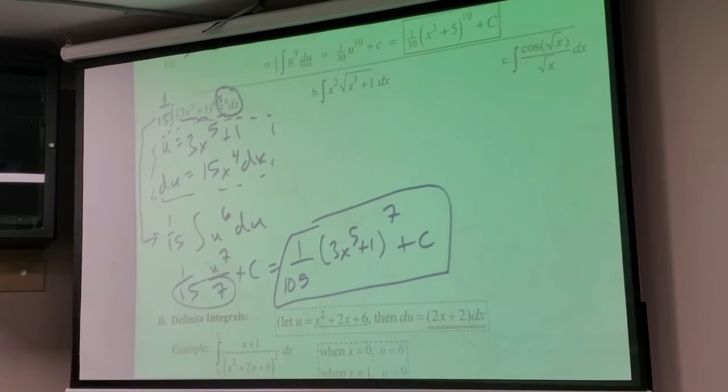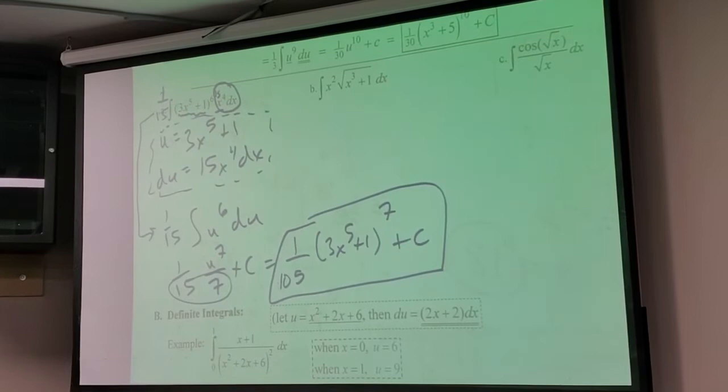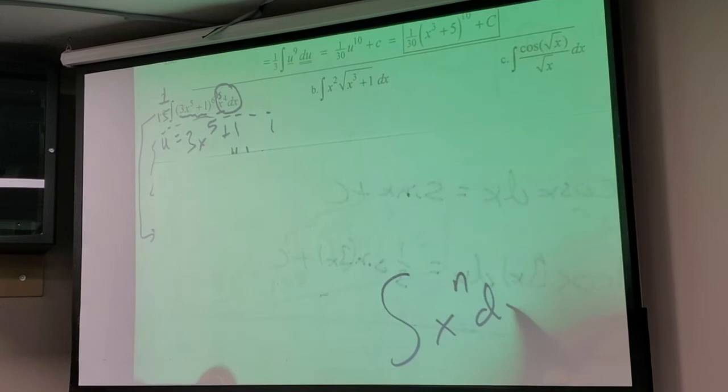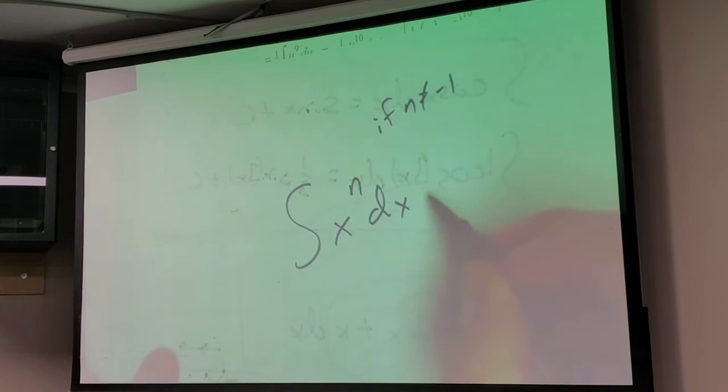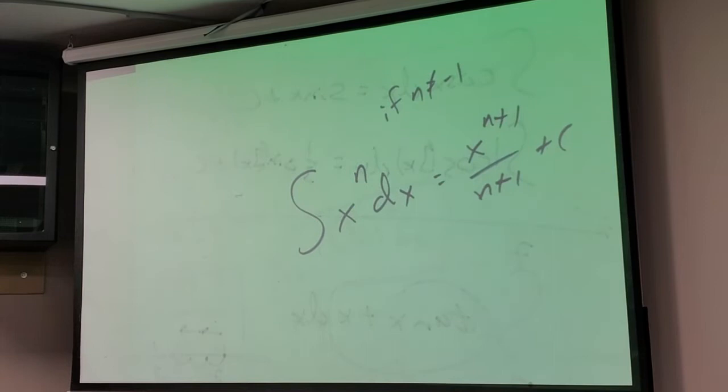How did you get the u to the 7 over 7? That's the one part I'm not getting. The integral of x to the n dx, if n is not negative 1, is x to the n plus 1 over n plus 1 plus c. It's the opposite of the derivative of x to the n. Right. Okay.